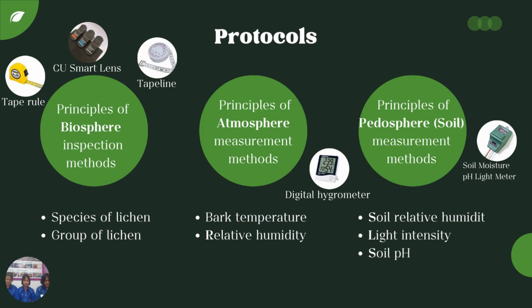Studying the lichen on the tree at a height of 1.5 meters from the ground. First, use the tape rule to measure the height of the tree and study lichen by taking pictures with the CU Smart Lens at 20x magnification with the telephone. Then record information to categorize the lichen.